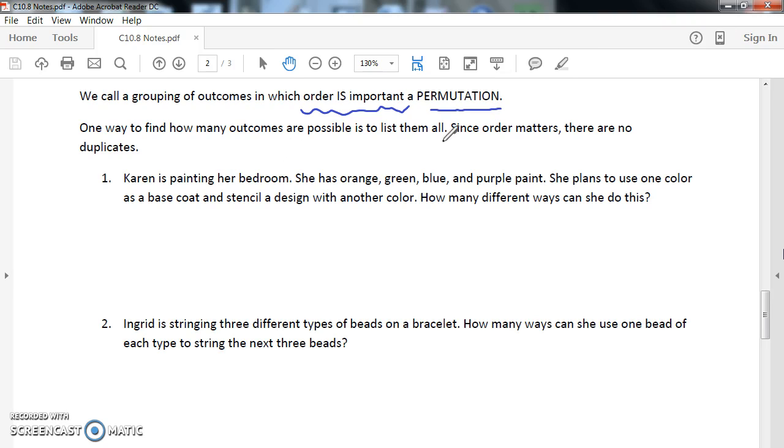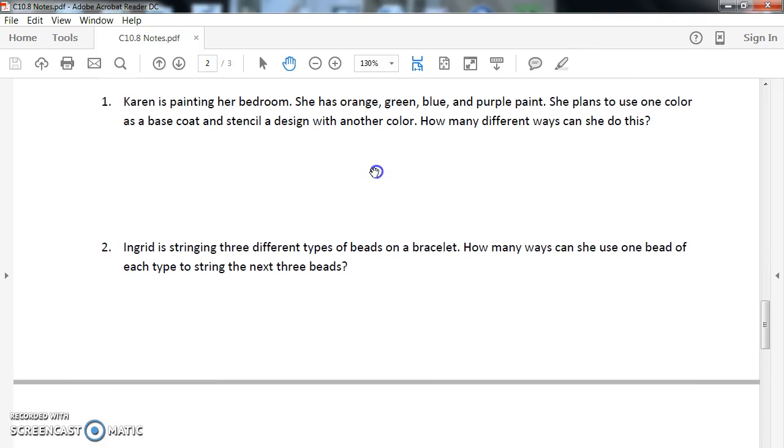One way to find out how many outcomes are possible, again, is to list them all, but since order matters, this time there are no duplicates. So for example, in number 1, Karen is painting her bedroom. She has orange, green, blue, and purple paint. She plans to use one color as a base coat and stencil a design with another color. So an orange base coat with a green stencil is not the same as a green base coat with an orange stencil. This is not a duplicate this time because those mean different things. It would give the room an entirely different look.